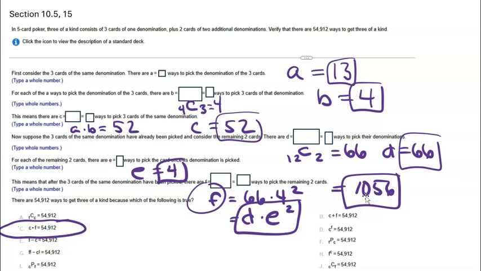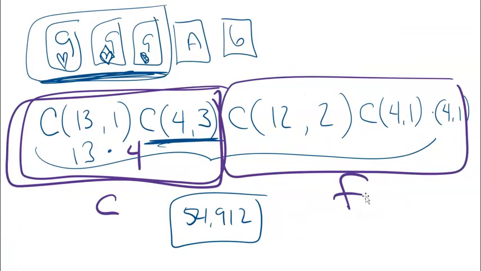Now, there is a similar problem to this on the practice test and the test. It is not as challenging as this one, but you do have to deal with this idea of, say, picking a denomination or picking a suit first times the calculation, but it's not as rough as these two problems.